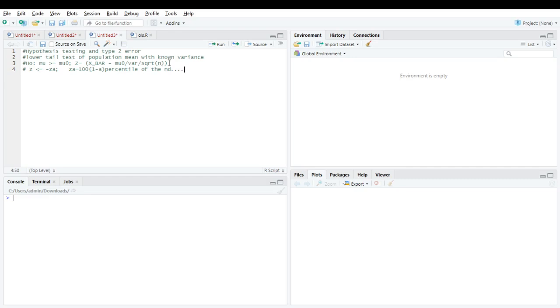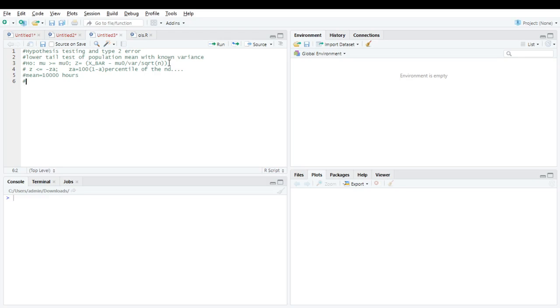Okay, so to better understand, let's do one problem. Suppose one manufacturer, like Philips, claims that the mean lifetime of a light bulb is more than 10,000 hours. Okay, when it says that it's more than 10,000 hours, that means it is the lower tail. If it says that it is less than 10,000 hours, then that will be the upper tail.